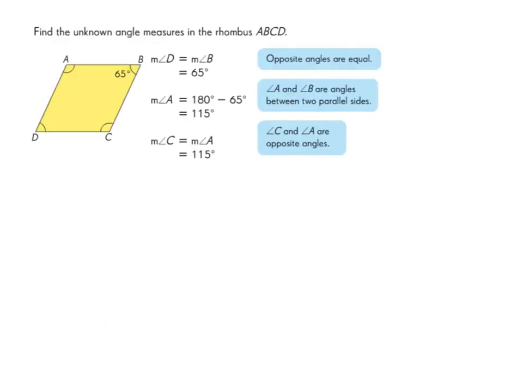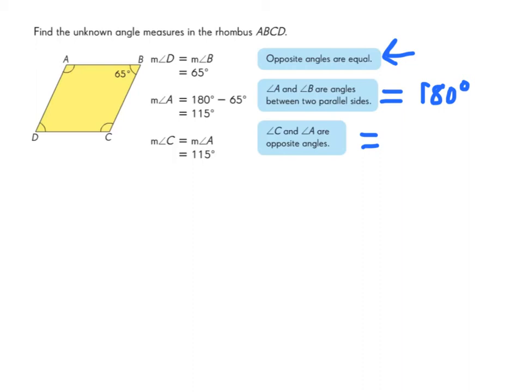Now let's use what we know about a rhombus's angles to find unknown angle measures. The blue boxes remind us of our rules for angles in a parallelogram or a rhombus. Opposite angles are equal. So angle A and angle B are the angles between two parallel sides. Those equal 180 degrees. Angle C and angle A are opposite angles, therefore they are equal to one another.